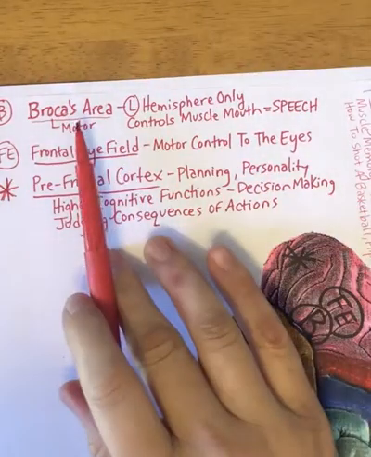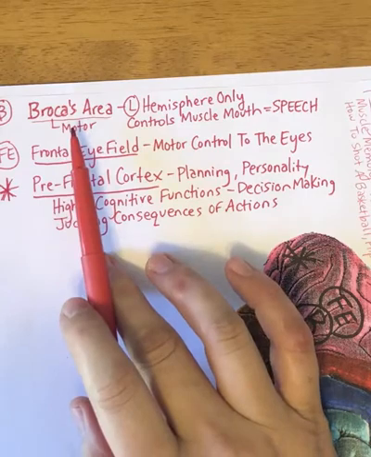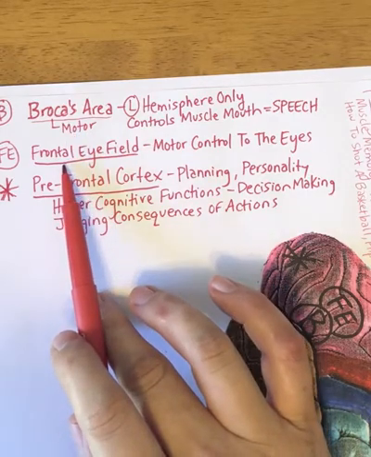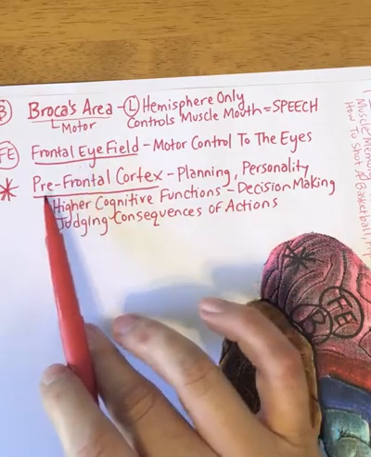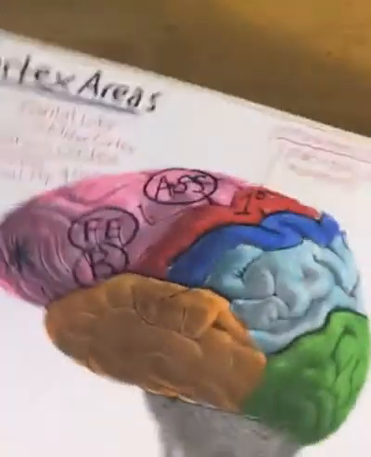So you have Broca's, again, which sounds like boca for speech. Boca means mouth. Frontal eye field tells you it moves the eyes. Your prefrontal cortex is planning, personality, higher cognitive function. Now I'm going to turn it back this way.